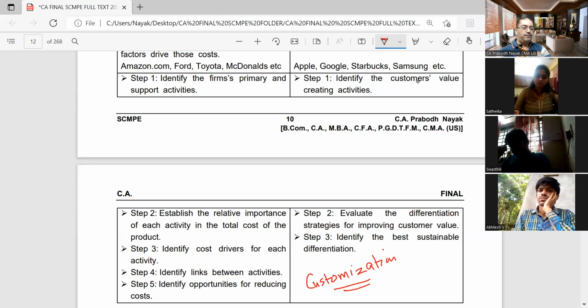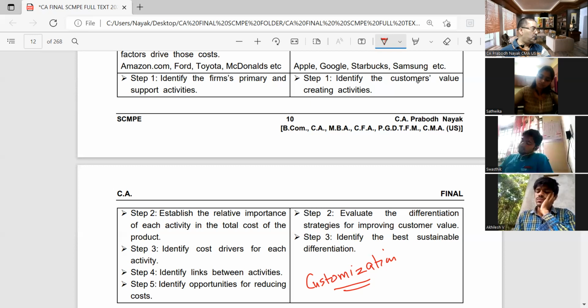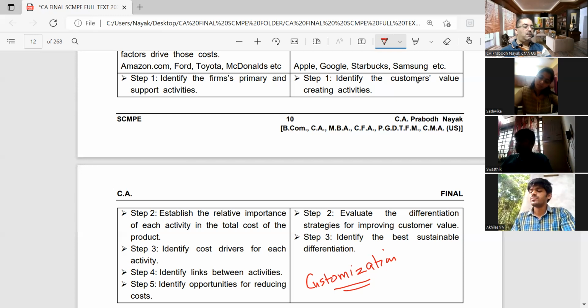Step number 3, identify the best sustainable differentiation. Below that, right? Usually, superior differentiation and customer value.